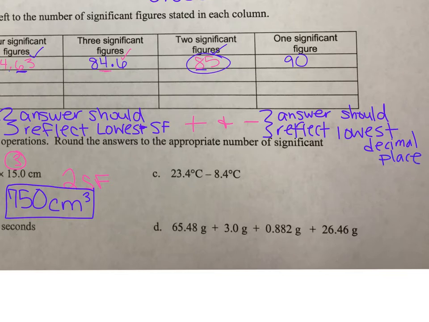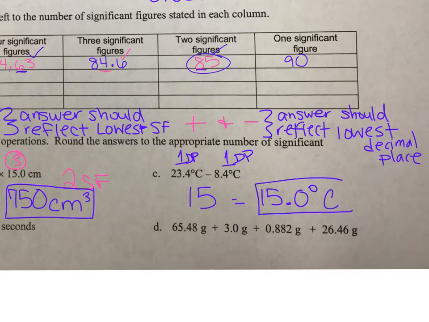So now we're counting how far after the decimal we go. So for this one, we have 23.4. So that's how many decimal places? 1. Okay, 8.4 has 1. When you type that into the calculator, what would show up on your calculator is this. Is that correct? No, you want it to be 15.0. Does that make sense? So you have to take it to that decimal place. Okay?